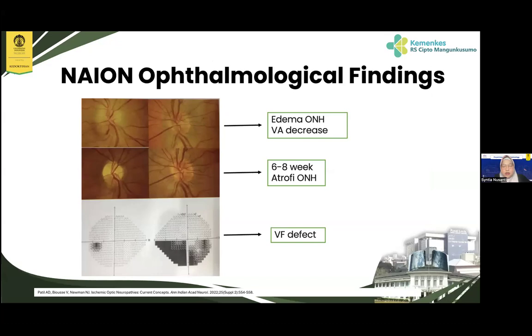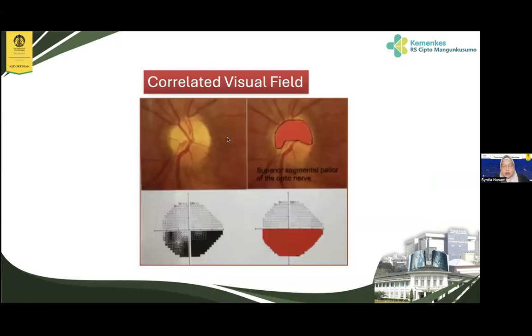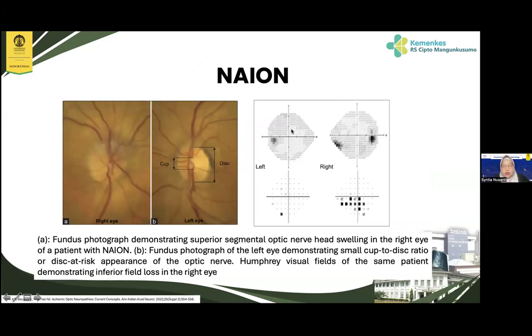Initially, we see the optic disc edema and visual acuity decrease, and at 6 to 8 weeks, the atrophy will begin in the segmental area. This is the visual field defect correlating with the atrophy of the optic nerve. The fundus demonstrates superior segmental optic nerve head swelling in the right eye of the patient with NAION, and the left eye usually demonstrates a small cup to disc ratio.